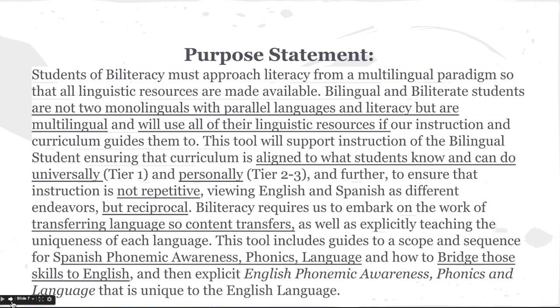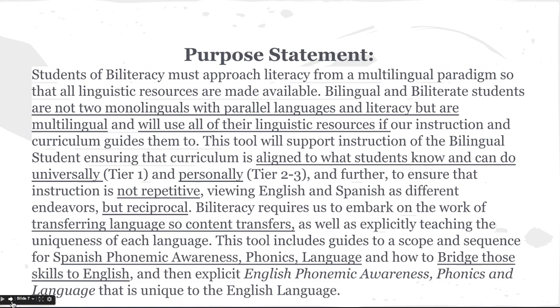This tool will support instruction of the bilingual student, ensuring that curriculum is aligned to what students know and can do universally and personally, and further ensures that instruction is not repetitive, viewing English and Spanish as different endeavors, but reciprocal. Biliteracy requires us to embark on the work of transferring language so content transfers, as well as explicitly teaching the uniqueness of each language.